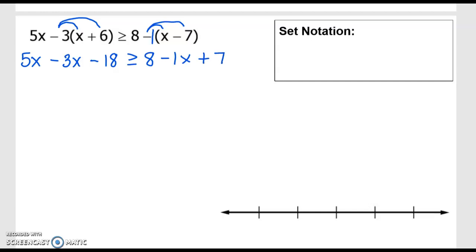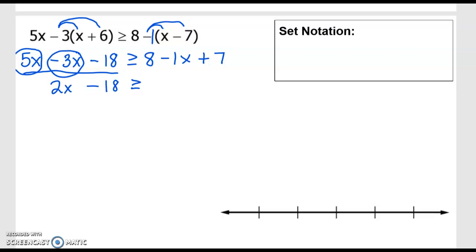Okay, let's see if we can simplify each side before we start moving. So let's look just at the left side. Do we have any like terms on the left side? Well, yes, actually we do. We have a +5x and we have a -3x. So +5x and -3x is 2x minus 18 is greater than or equal to.